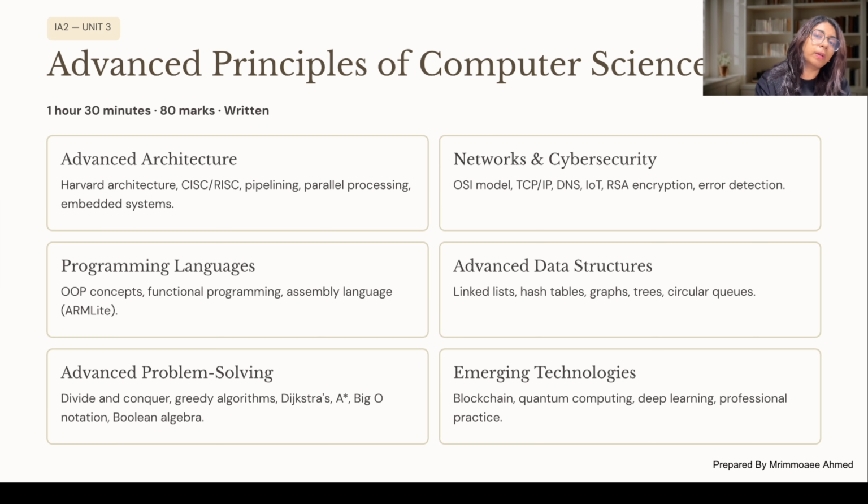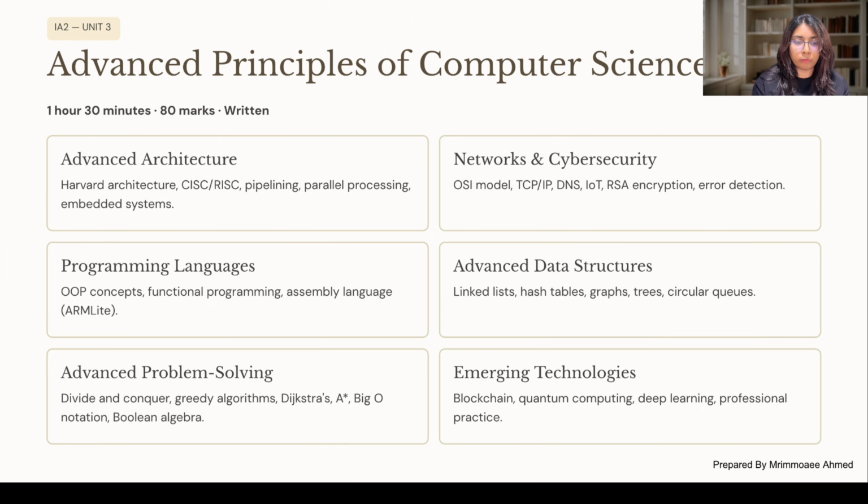But if you think about a bank, obviously performance is the first step, but security is also another factor. So this is what we will look into in advanced problem solving: which type of algorithm will be suitable for what type of task. Then comes emerging technologies. That is basically blockchain, quantum computing, which is a rather complex kind of computing, and deep learning related to AI, and where it is actually used professionally in the real world. So this is about Unit 3.